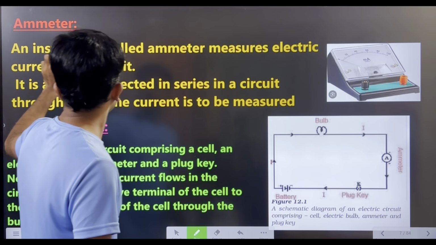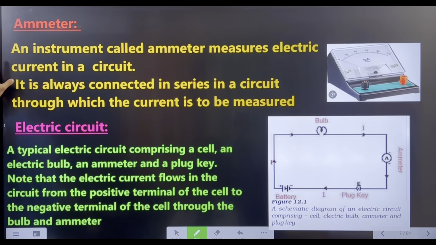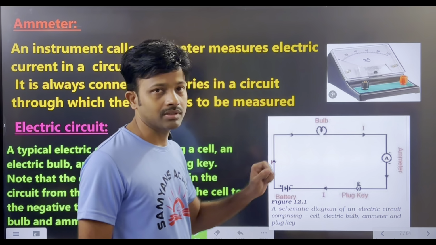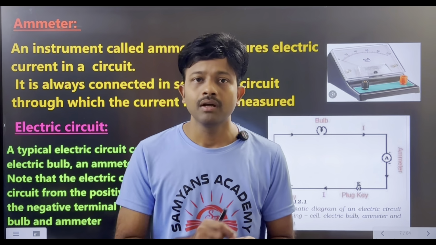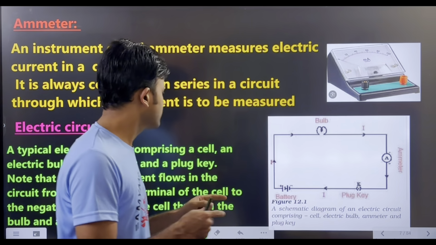Okay, now this is an instrument called ammeter, which measures the electric current in a circuit, and it is always connected in series in the circuit through which the current is to be measured. By using this ammeter we can measure how much current is flowing in a particular wire or particular circuit.